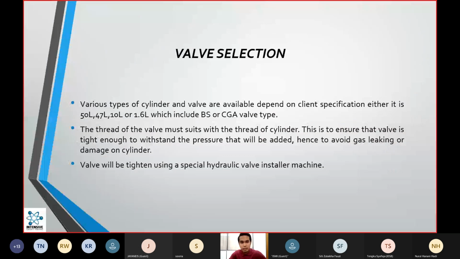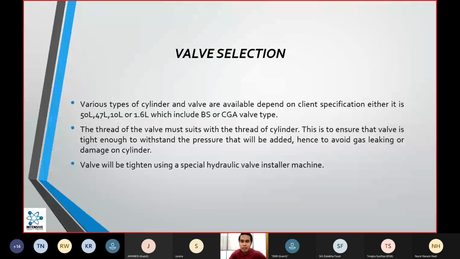Okay, next, valve selection. Various types of cylinder and valve are available depending on client specification. Either it is 50 liter, 47 liter, 10 liter or 1.6 liter, which include BS or CGA valve type. BS or CGA is just a valve type, but BS is the British one and CGA, if not mistaken, is from American. So the thread of the valve must suit the thread of the cylinder. This is to ensure that the valve is tight enough to withstand the pressure that will be added.